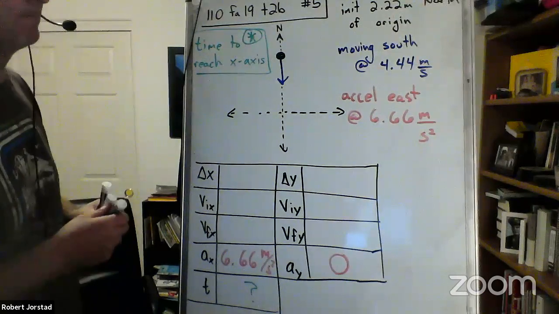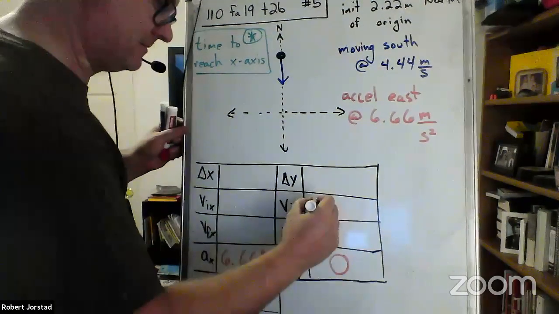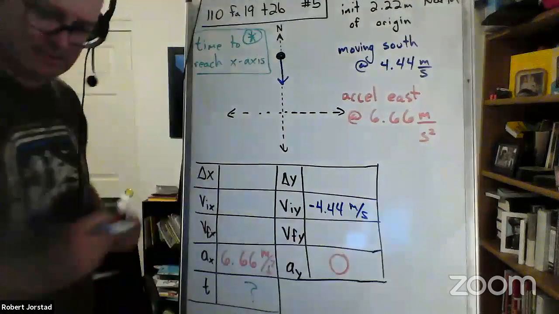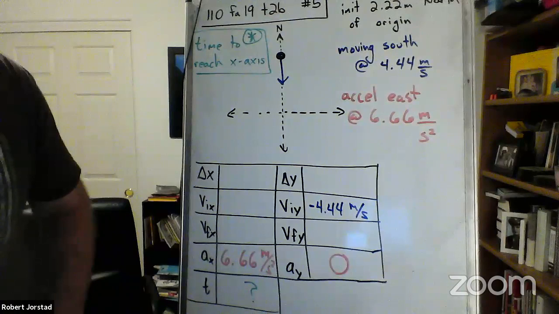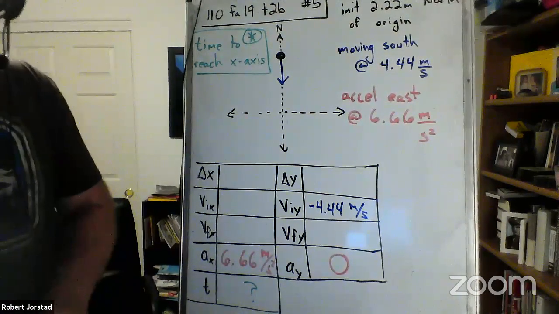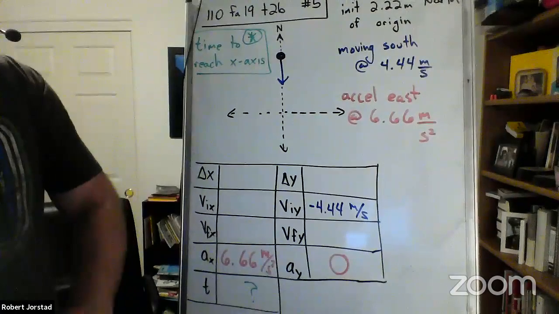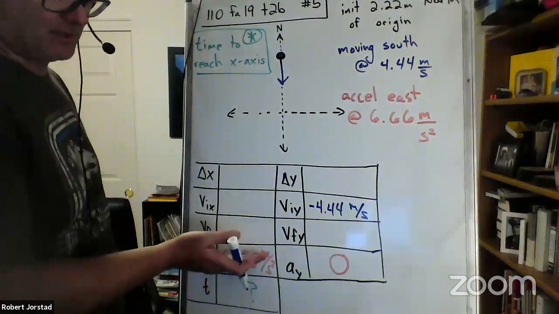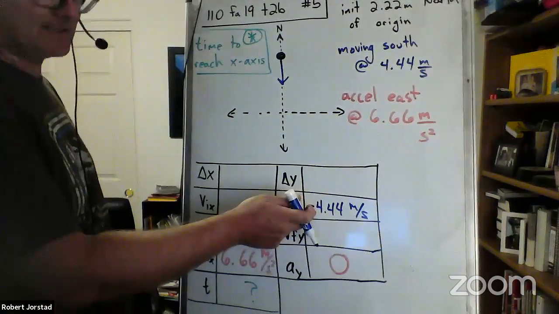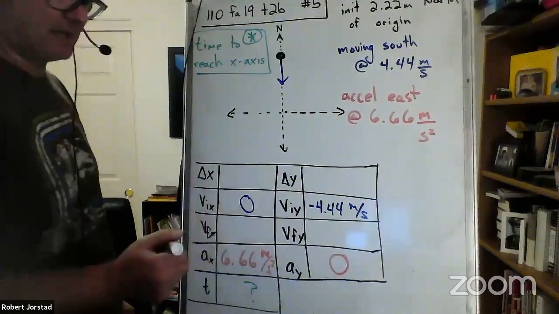Yeah. So we know the V initial Y is negative 4.44. Yeah. All right, Jake. What's X? What's the initial in the X then? I think it's 0. Exactly. It's the opposite of that last one. Here, accelerating horizontally implied vertical is 0. Here, moving south implies east-west velocity is 0.